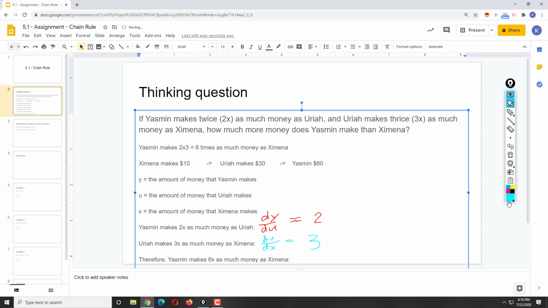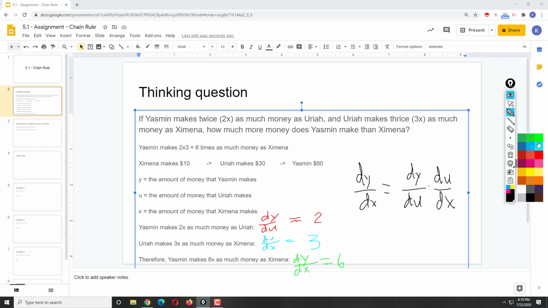To write that in calculus notation, Yasmin makes 6 times as much money as Jimena. That would be Yasmin dy over Jimena dx. That equals 6. And we know that the 6 times comes from 2 times 3. In other words, what we figured out is dy over dx is equal to dy over du times du over dx. Dy over dx, that's the 6. Dy over du, that's how much more money Yasmin makes than Uriah. That's 2. And du over dx, well, Uriah makes 3 times as much money as Jimena, so that's 3.